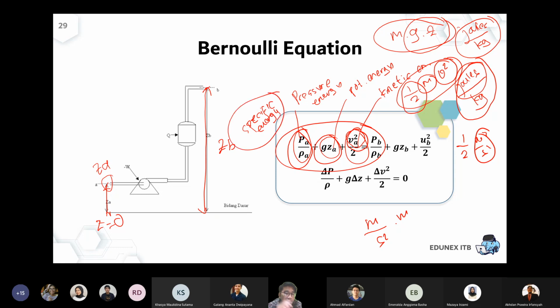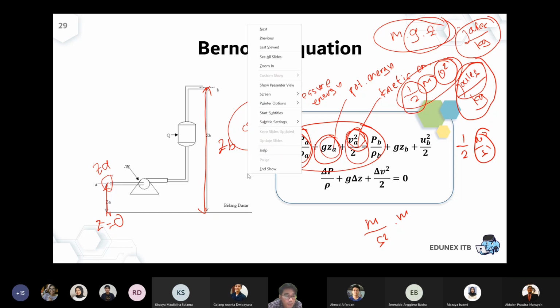So in the Bernoulli components there are only three types: pressure energy, potential energy, and kinetic energy. But we do not have to express them in joules; we can use joules per kilogram. In this slide, the unit will be joules per kilogram, or we call it specific energy. Any question until this point?